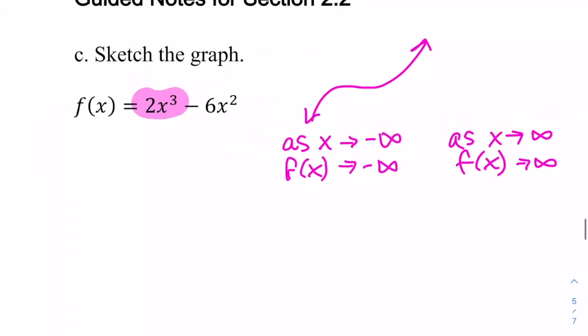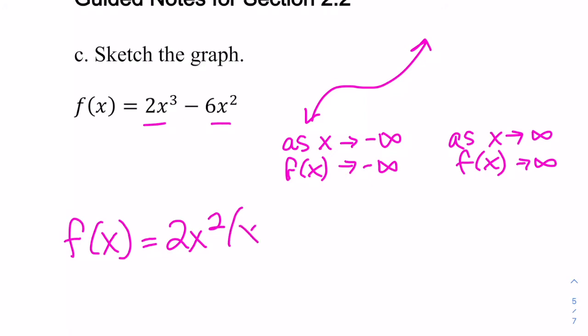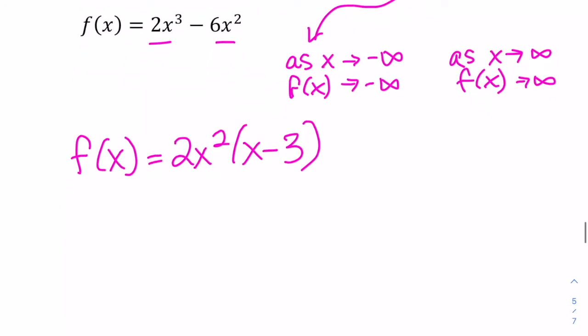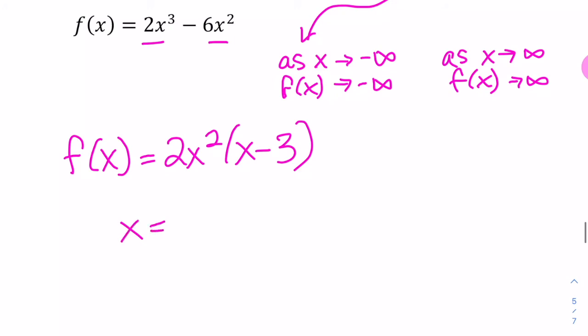Now let's look at the equation a little bit more carefully. From here, we can factor this pretty easily with the GCF. So I'm going to factor it. So it's 2x squared, and then we get x minus 3. Well, now it's a little bit easier to see those x-intercepts. We definitely have an x-intercept, or 0, at 0, and another one at 3.